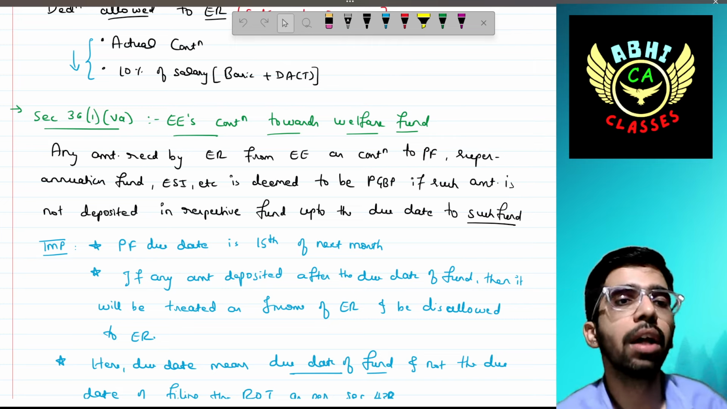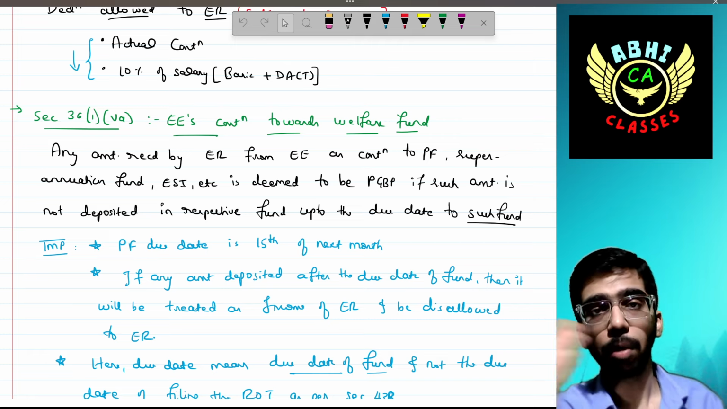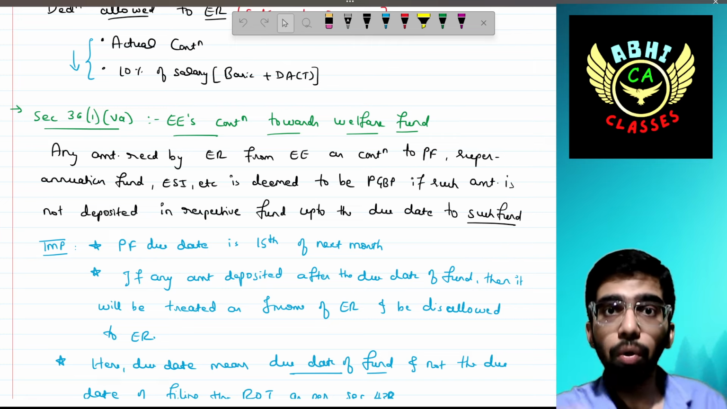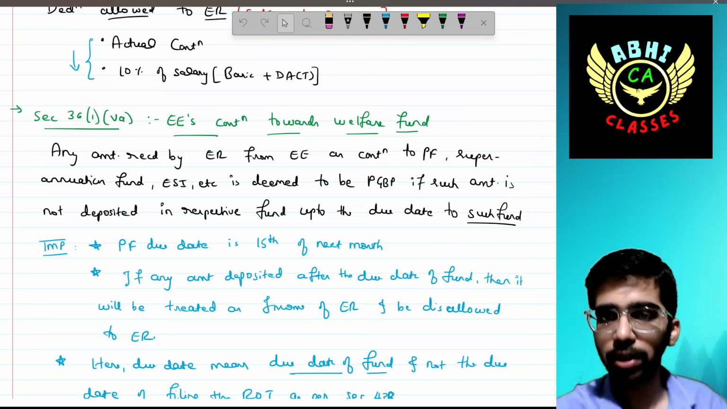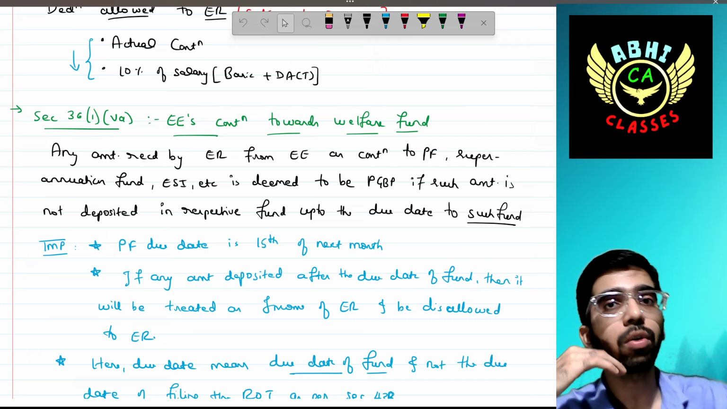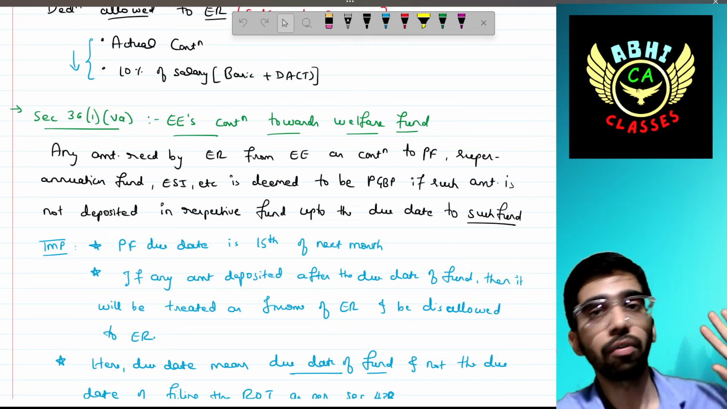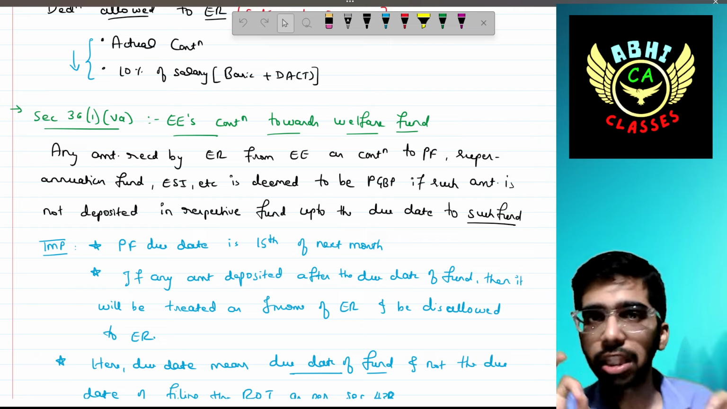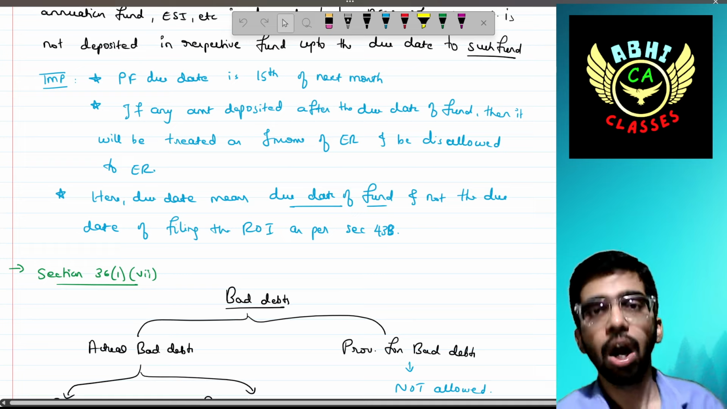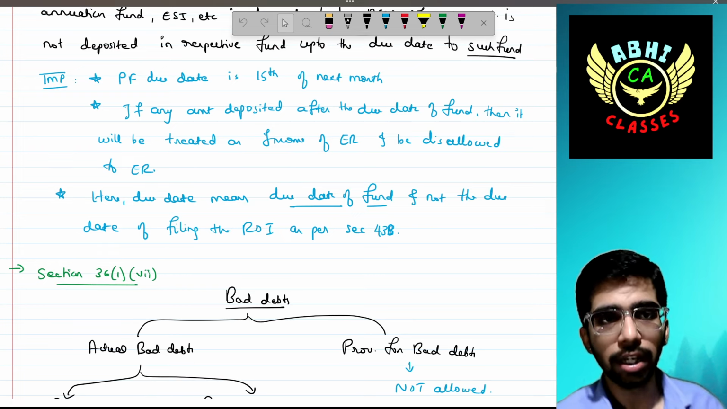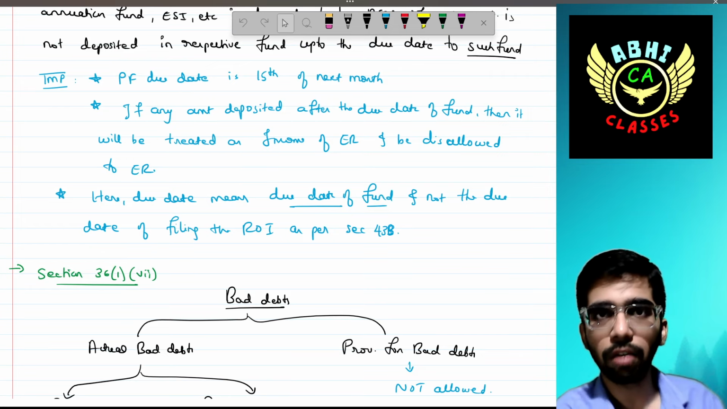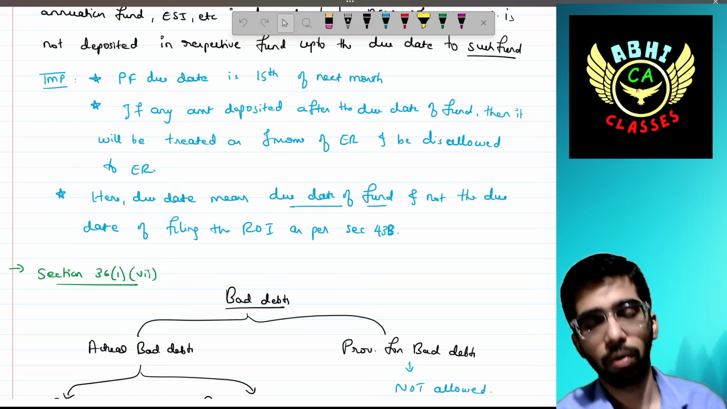Remember? Right. So any amount received by the employer from the employee as a contribution is deemed to be PGBP. I am specifically focusing on the word employer. If such amount is not deposited by the employer to the respective fund within the due date of that fund, PF's due date being the 15th of the subsequent month, and is deposited after the due date, then it will be treated as income of the employer. We have already discussed this in our example, and it is disallowed to the employer only.